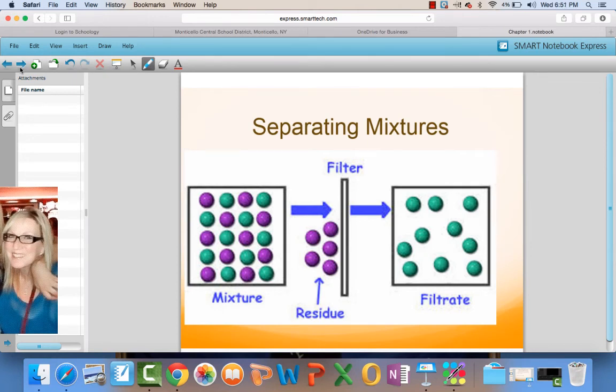This is just showing you the difference between a mixture and if you have a filter and the filtrate. The residue are the particles that are too large to pass through the filter, and the filtrate is the liquid substance that's small enough to pass through.